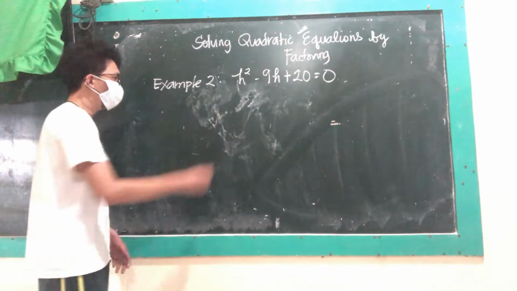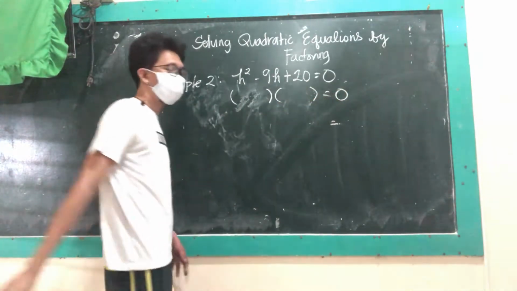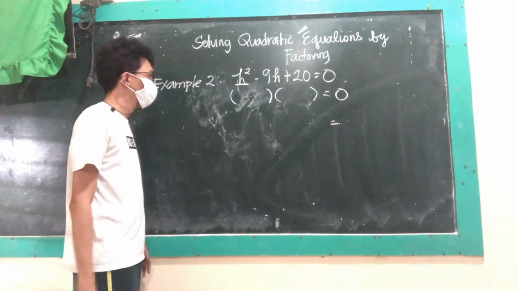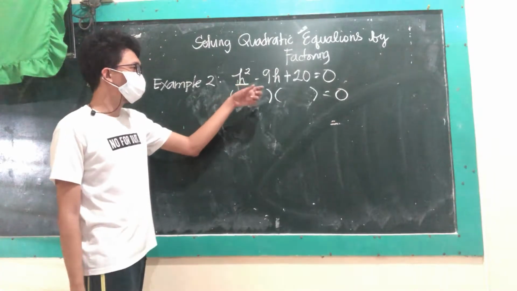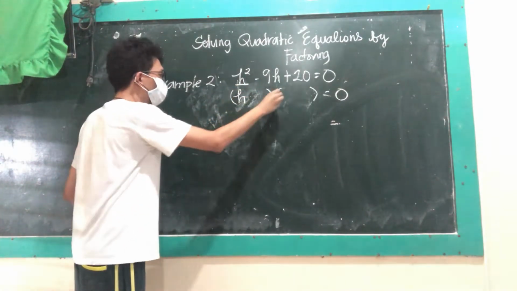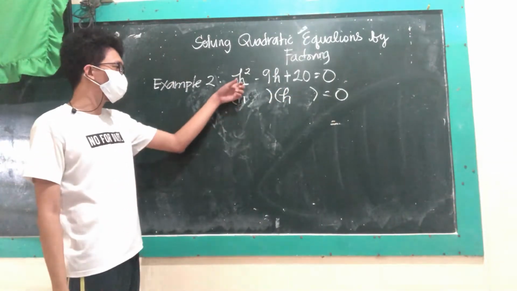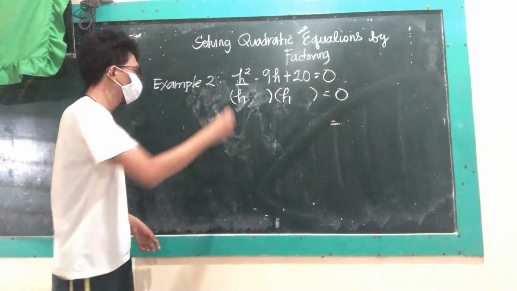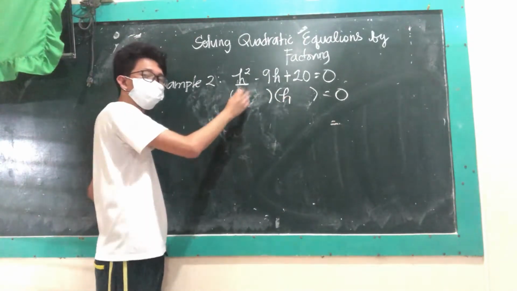What we are going to do is factor first the first term, or the quadratic term, of the equation. In this case, h squared. So we have h squared minus 9h plus 20. We have to factor h squared, in this case h and h. We will separate the factors of h squared into two factors. The first one is h on the first factor and another h on the second factor.